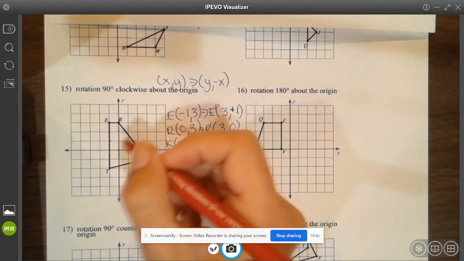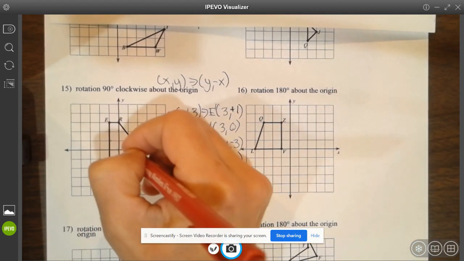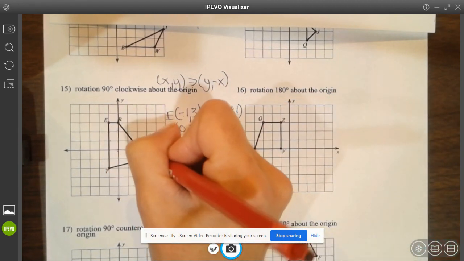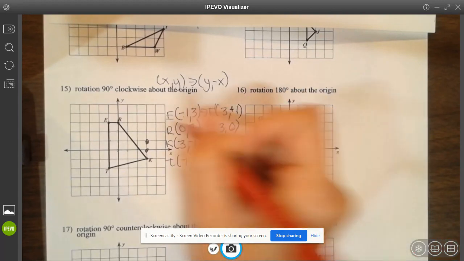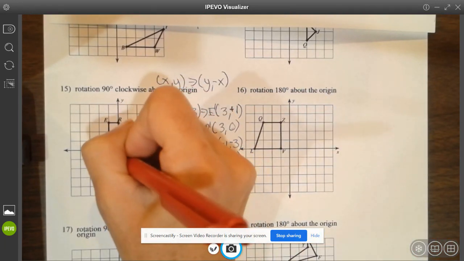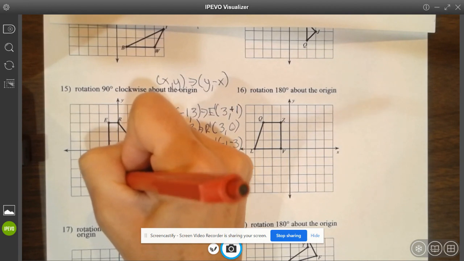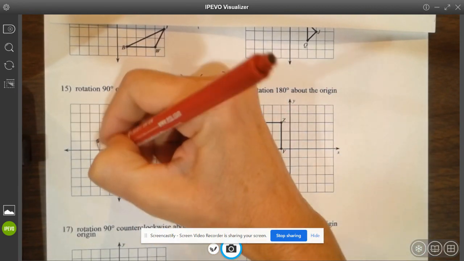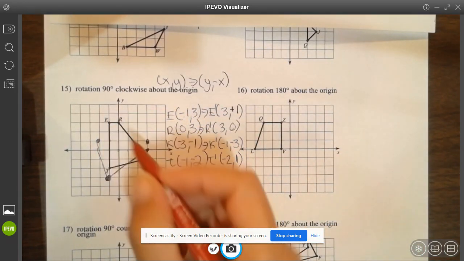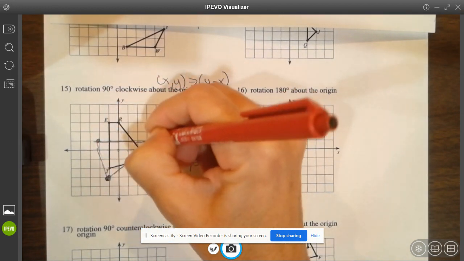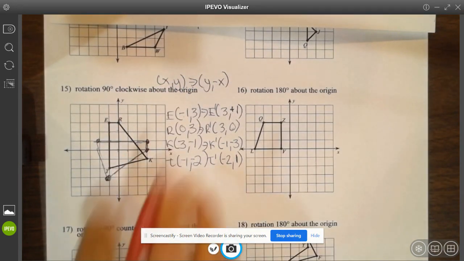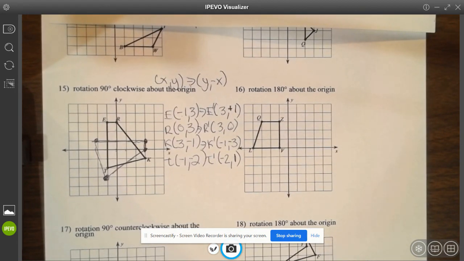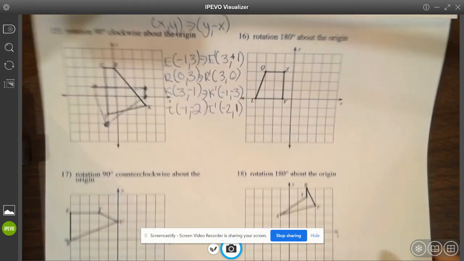That's my new point. Let's look for it. So 3, 3, 1, 2, 3, 1 up, and then 3, 0, 3 0 is over here, and then -1, -3, so -1, and then -3, 1, 2, 3 is over here. And then -2, 1, it's over here. So that's my figure right there. It's turned 90 degrees clockwise, like that. Looks good, right? All right, let's do one counterclockwise.